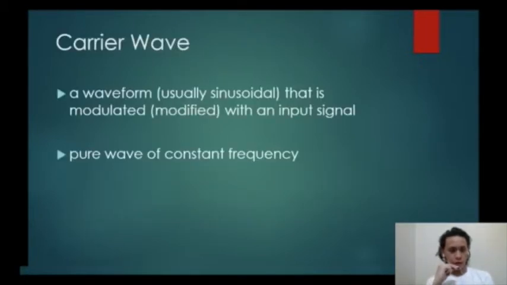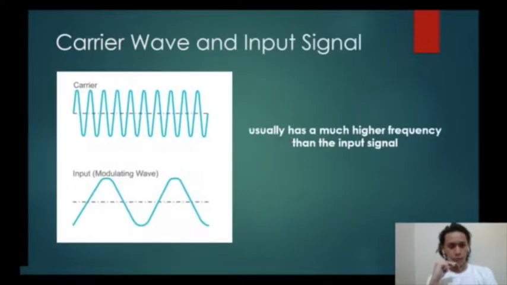So, carrier wave. Carrier wave is a waveform, usually sinusoidal, that is modulated or modified with an input signal. A carrier wave is just a pure wave of constant frequency. A carrier wave usually has a much higher frequency than the input signal. So, here's an example of a carrier wave and an input signal. Makikita natin dito na mas mataas yung frequency ng carrier wave kesa sa input frequency.